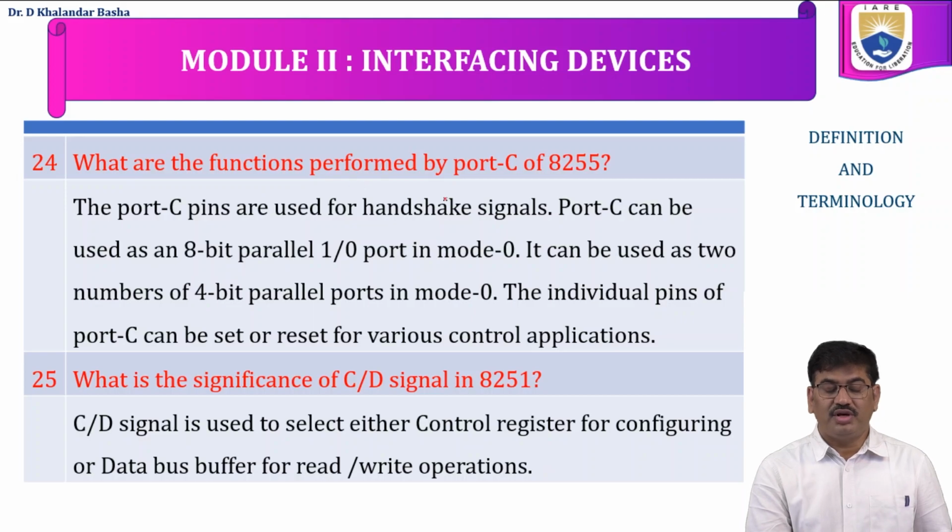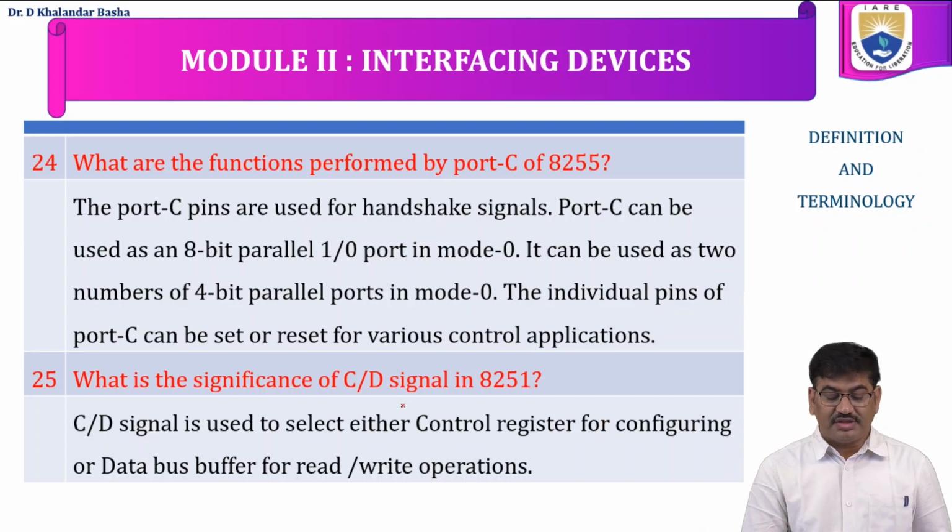Next one, what are the functions performed by port C of 8255? The port C pins are used for handshake signals in a few modes. Port C can be used as an 8-bit parallel I/O port in mode 0, and it can be used as two 4-bit parallel ports in mode 0. The individual pins of port C can be set or reset for various control applications. Port C will be used for handshake signals in mode 1 and mode 2.